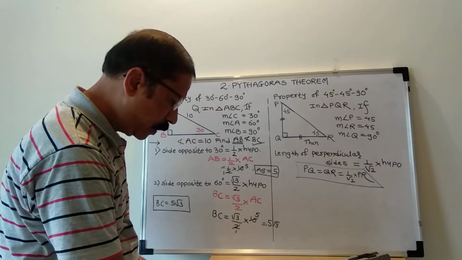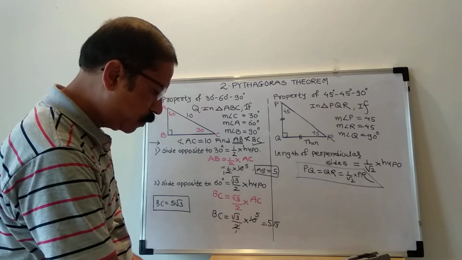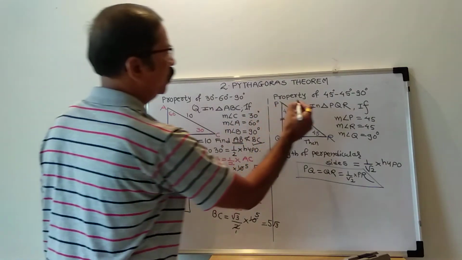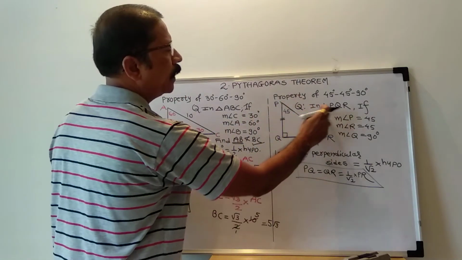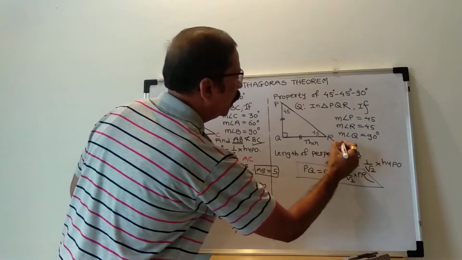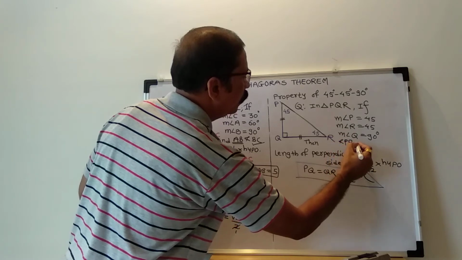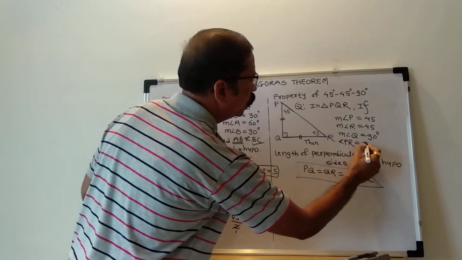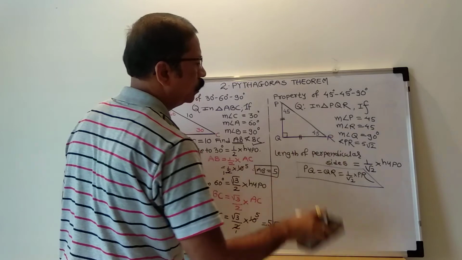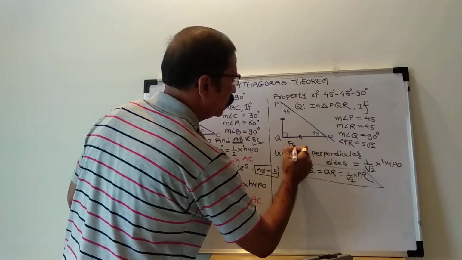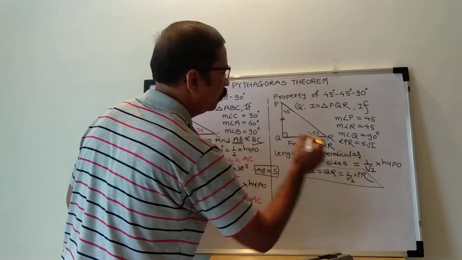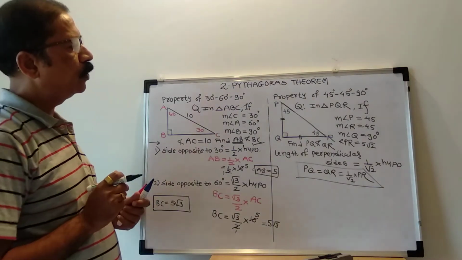Okay. So here we will take one sum related to this formula. Suppose I will take one sum. Question: In triangle PQR, if P is 45, R is 45, Q is 90 degree and PR is equal to 5 root 2. Find PQ and QR. Find PQ and QR is the question.